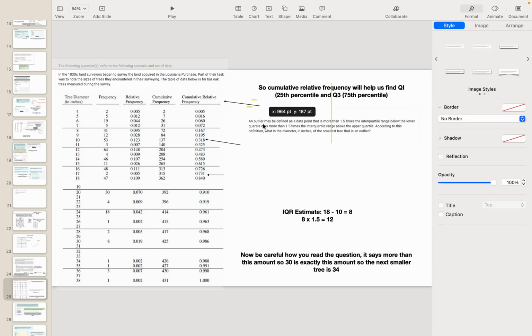It says an outlier is defined as more than, this is going to be the very key to this question, more than 1.5 times the interquartile range below the lower quartile, and more than 1.5 times the interquartile range above the upper quartile. According to this definition, what is the smallest tree that is an outlier? All right, so to find the interquartile range, I'm going to need the first quartile and the third quartile, right? IQR is quartile 3 minus quartile 1, and I don't see exactly the 25th percentile.